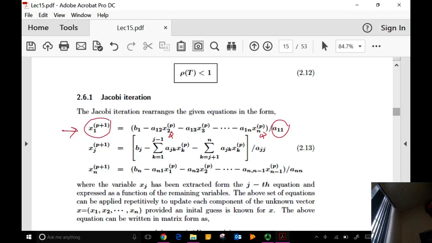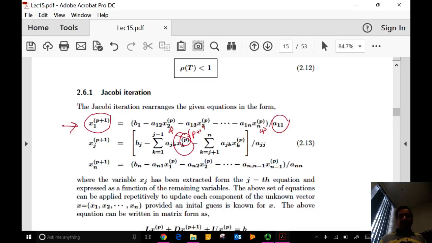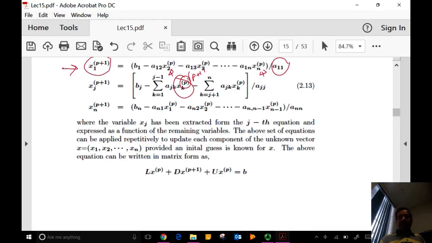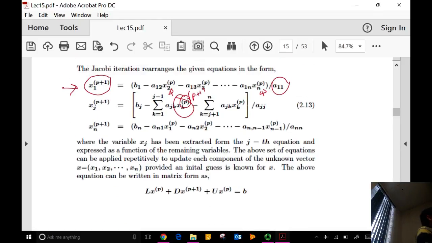Okay? So essentially you make this as p plus 1. As soon as a new value is available, you use that in subsequent equations. Okay? That's the essential idea of Gauss-Seidel method. But before we do that, let's learn how this is connected to the matrix T that we saw.